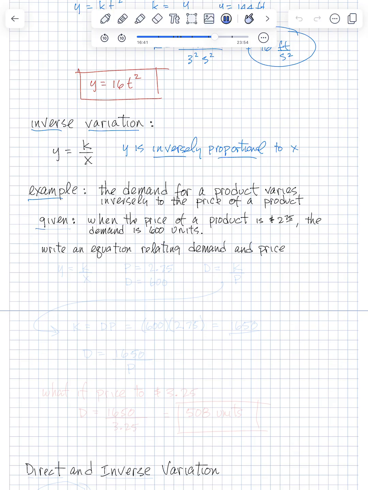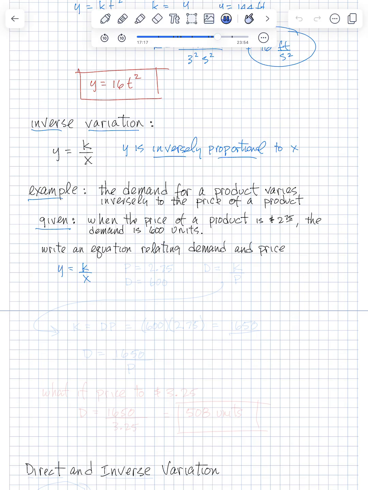So here's the problem. We're given when the price of a product is $2.75, the demand is 600 units. We want to write an equation relating the demand and the price. So we're going to start off with our equation for inversely proportional. Y is equal to k over x. Now here's what you need to figure out. What do you call k in this case? What do you call y, and what do you call x?